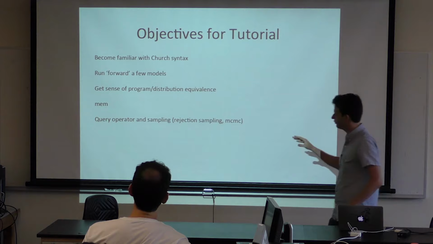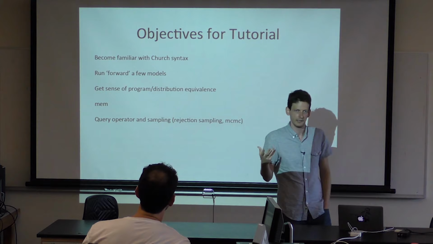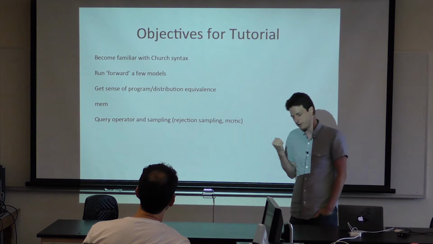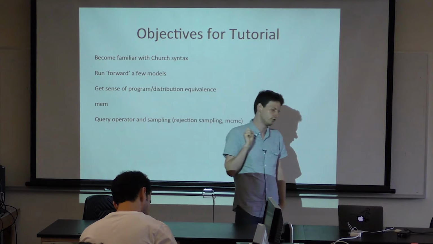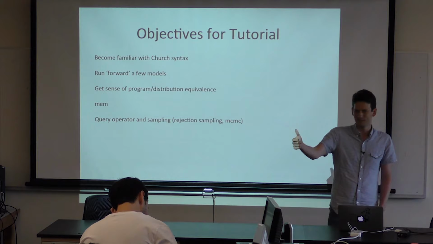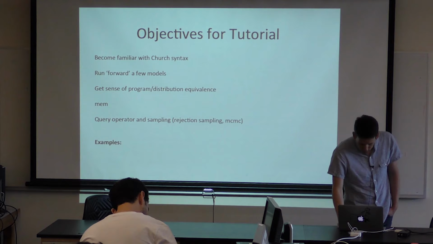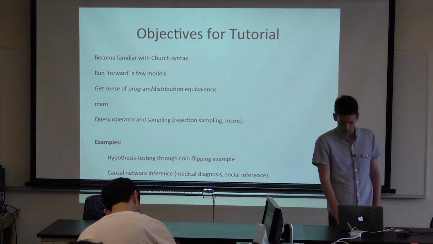After we do all of this, we'll try to get at sampling and the query operator and really conditioning and inference. So we'll run a few models forward, and once we do that, we'll try to get the hang of inference. You'll try to write down a forward model about things like coins or goal inference, and you'll try to actually infer something, like what is the weight of the coin from some data, like some coin flips. Okay, some very simple stuff. We'll go through some examples, like, as I said, coin flipping, maybe causal networks, maybe intuitive physics and intuitive psychology. I do hope to get to intuitive psychology. We'll see if we get to that.